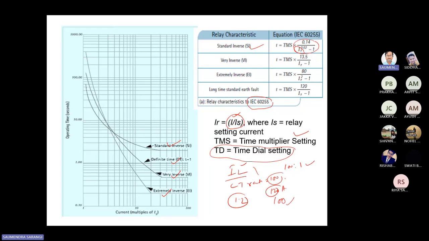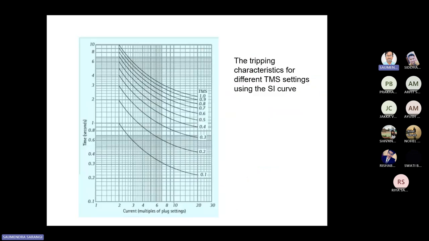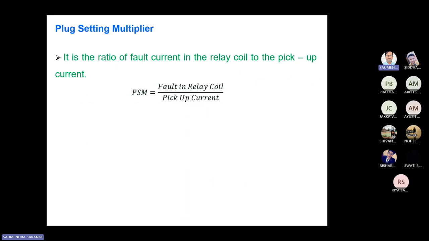So apart from that, when you observe the normal operating characteristic, it is drawn in terms of the plug setting multiplier, that is called PSM. And this is the fault current we have here, and TOP is the time of operation. So what is the PSM? PSM is nothing but the fault current in the secondary side of the CT divided by the pickup setting. Okay, so we'll see how the current will be set considering different load currents. So PSM is the fault current in the relay coil divided by the pickup current.